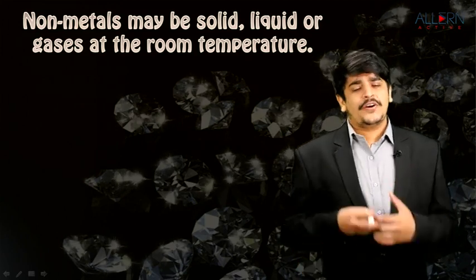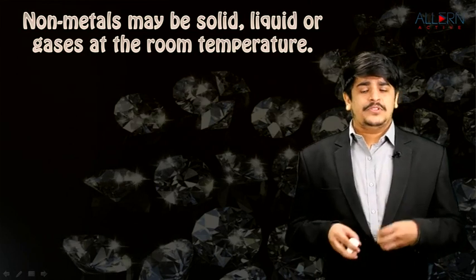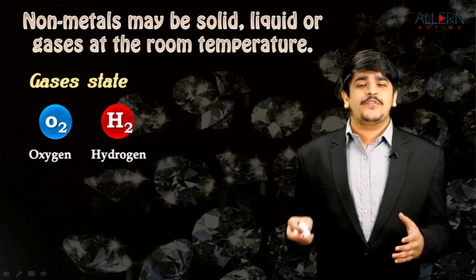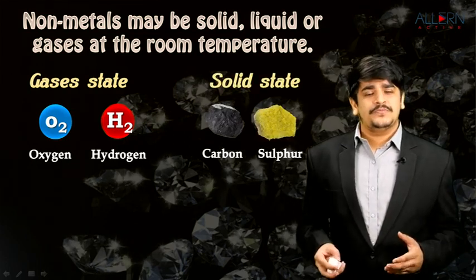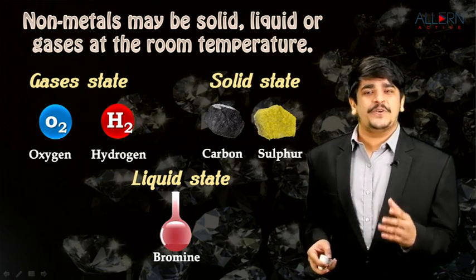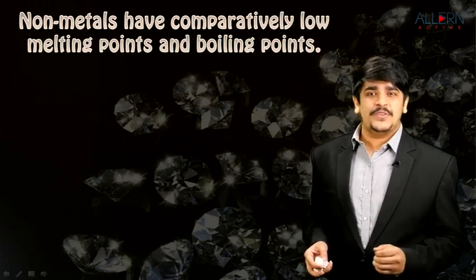Non-metals can occur in all three states in nature: solids, liquids, or even gases. In the gaseous state, we have non-metals such as oxygen and hydrogen. In the solid state, we have carbon and sulfur. And finally, in the liquid state, we have the non-metal called bromine.